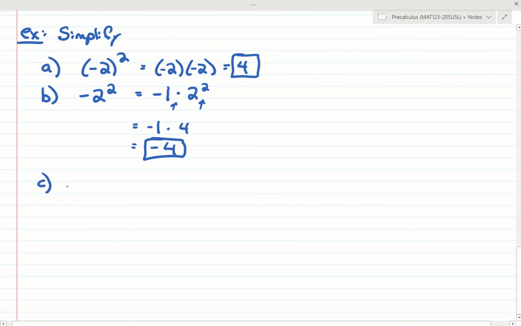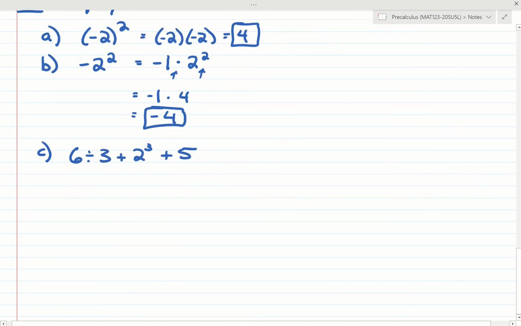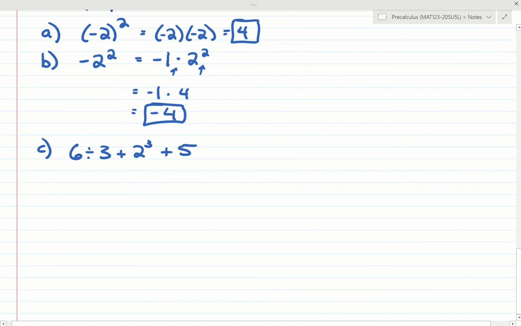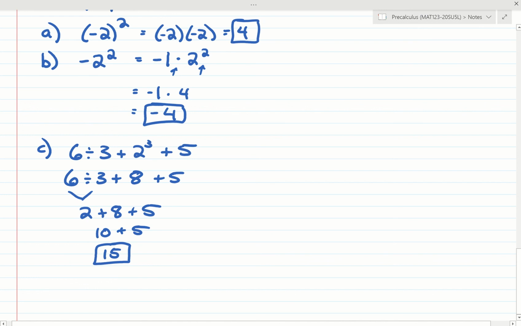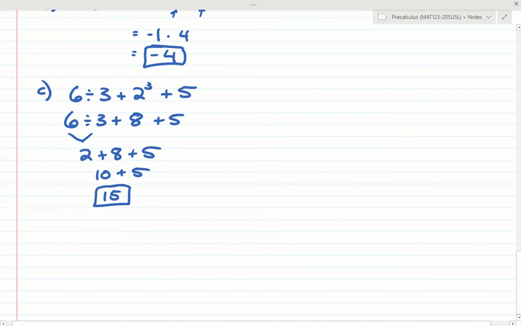What if we had something a little bit harder? Let's say 6 divided by 3 plus 2 to the third plus 5. So just follow your order of operations. We have no parentheses, but we do have an exponent. So this will be 8. Then we have multiplication and division. 6 divided by 3 is 2. 2 plus 8 is 10. So the answer for this would be 15. We have this PEMDAS, so if you're living in the United States or you're living in Japan or Europe or Australia, everyone gets the same answer.